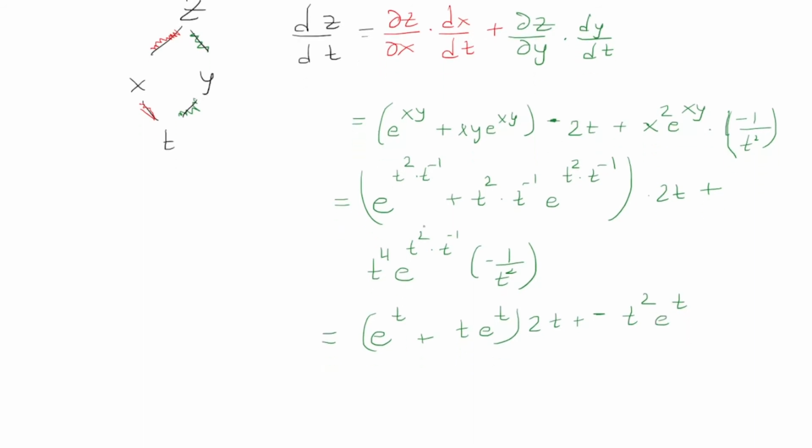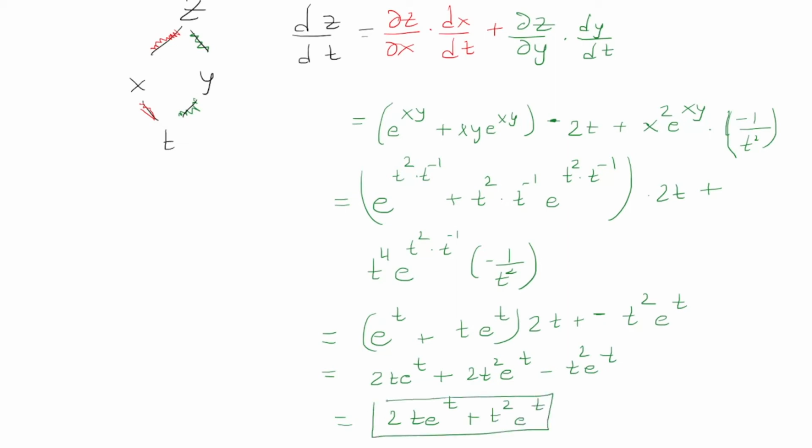I'm going to simplify this so I can distribute out the 2t. That's 2t times e to the t plus 2t squared e to the t minus t squared e to the t. Finally, we have 2t e to the t plus t squared e to the t. And this is our final answer.